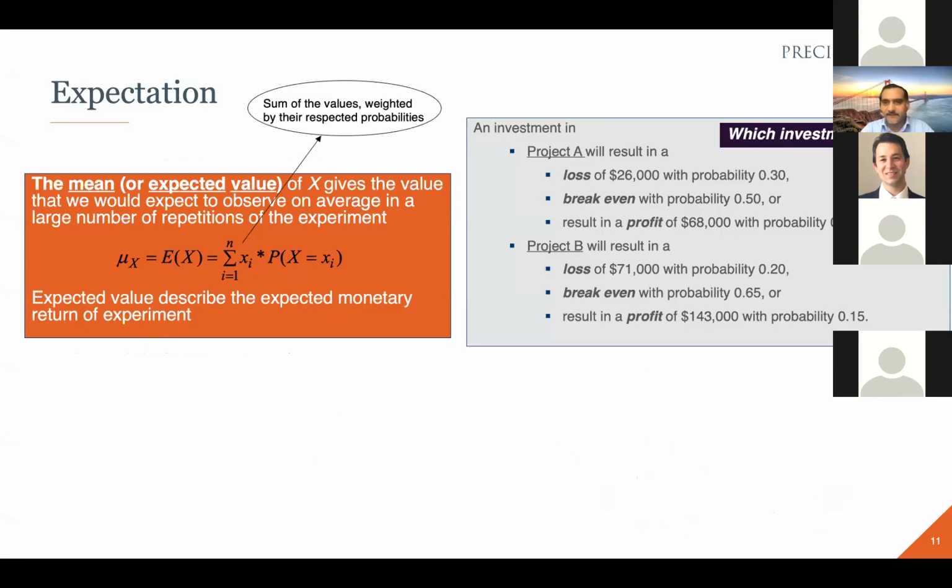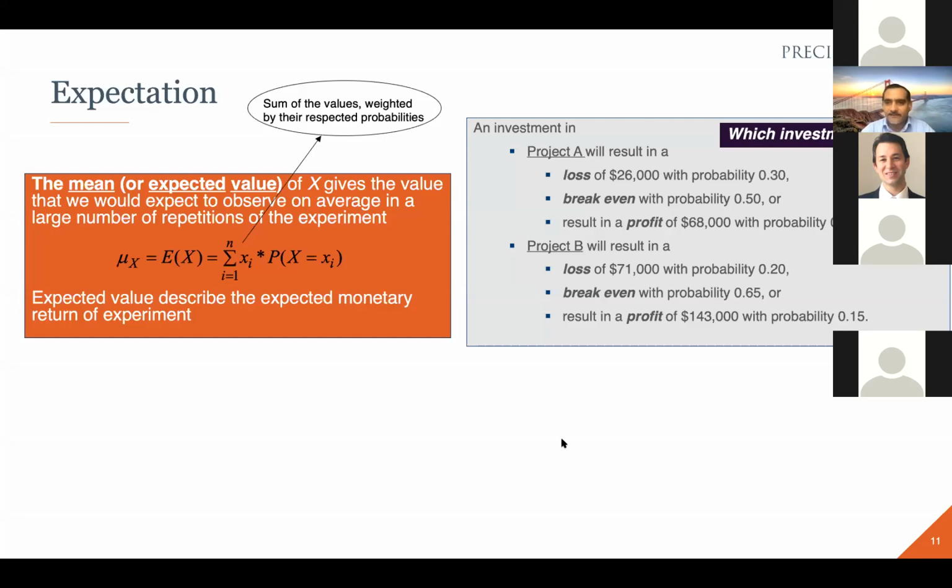Let's see very simple examples, and I will go in simple ways before going over my main example later on. Which investment is better? Suppose there are two projects, project A and project B. Where should we invest more? If you invest in project A, the past history tells us that you will lose $26,000, and the probability of losing is 0.3. If you break even, the probability is 0.5. And if you profit, it's $68,000 with a probability of 0.20.